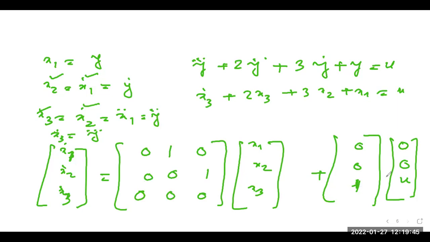Sir, can we not take the value of y triple dot from above? From where? Sir, from the equation written, y triple dot plus 2y double dot plus 3y dot. Correct. From here we can write y triple dot equal to u minus 2y double dot minus 3y dot minus y. Yes, we can do. Same thing we'll get.